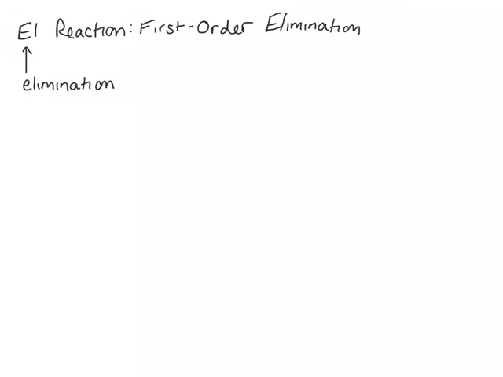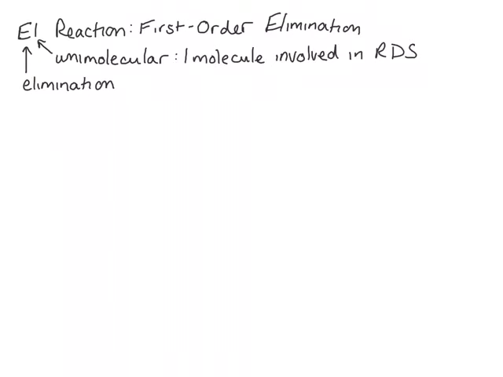The topic of this video will be the E1 reaction. The E1 reaction is a first-order elimination reaction. The E stands for elimination. The 1 is for unimolecular. Just like the SN1 reaction, only one molecule is involved in the rate-determining step. And just like SN1, the one molecule that is involved in the rate-determining step is the substrate.